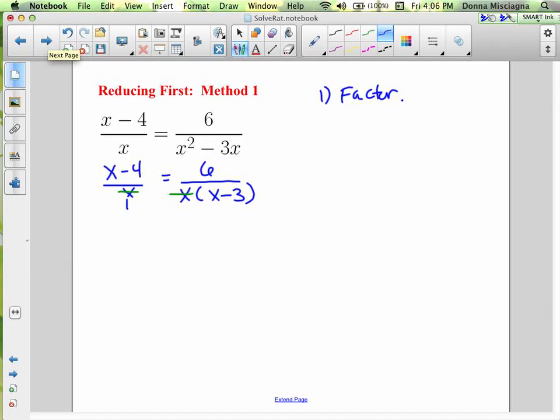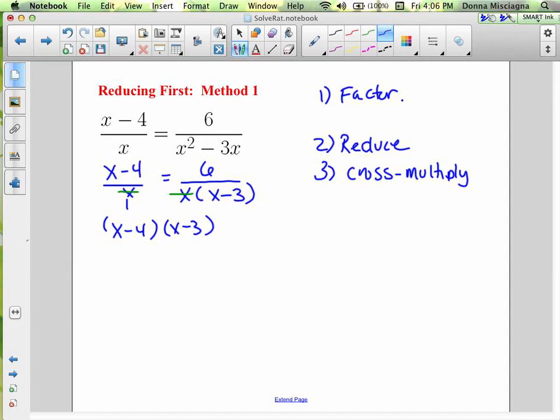So now I have x minus 4, so I should probably write our steps. So now we factored, we reduced, we're going to cross multiply, so we have x minus 4 times x minus 3 equals 6 times 1.